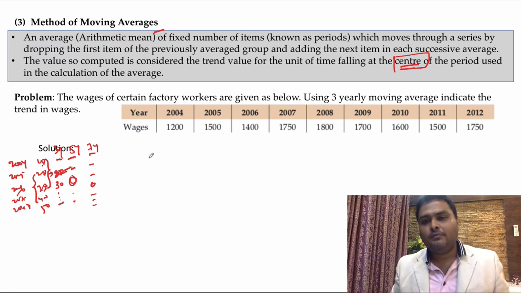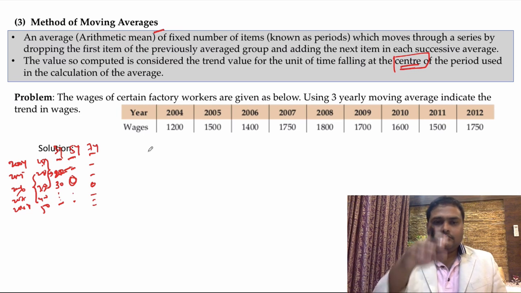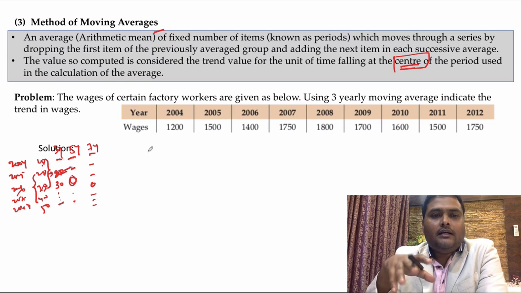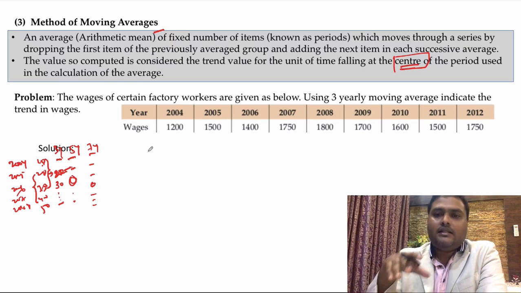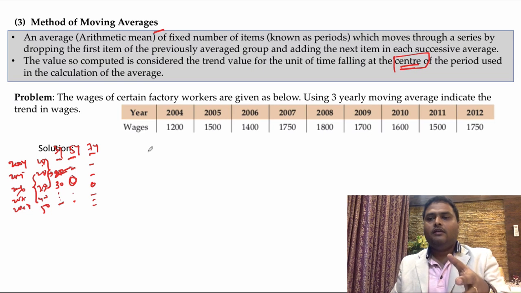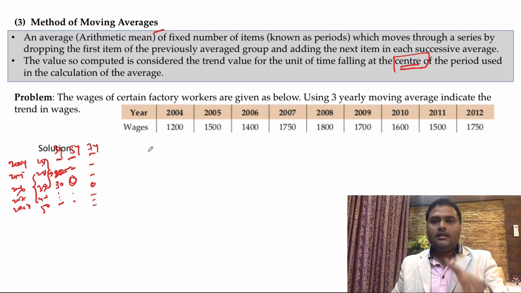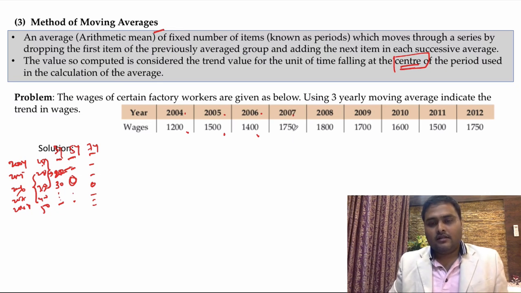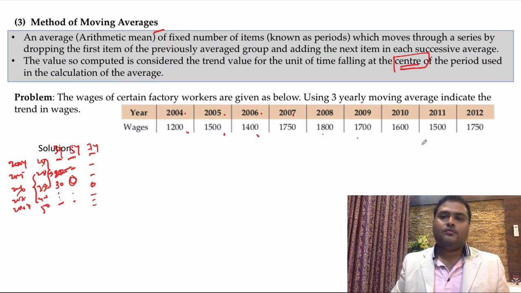Now let's take this example so that you can understand in detail. Herein the problem is that the wages of certain factory workers are given as below, and we are to use the 3 year moving average concept to indicate the trend in wages. In 2004, wages are 1200 rupees, 2005 1500 rupees, in 2006 1400 rupees, of the factory workers. In 2007 it is given as 1750 rupees wage, then 1800, 1700 and so on.